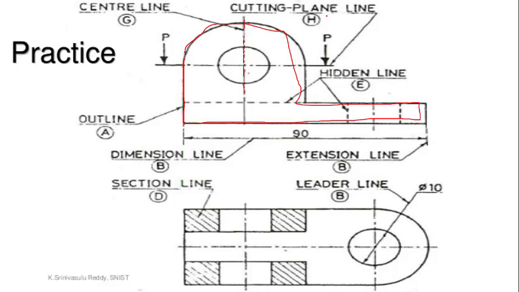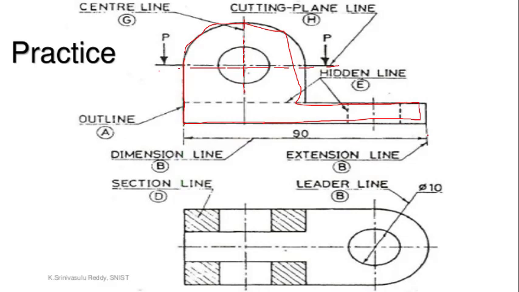The other one, cutting plane line. Cutting plane line means the area that cuts through the plane, and the line which we draw is known as a cutting plane line. The hidden lines are those edges which cannot be seen by the naked eye due to their improper placement. So the hidden lines may be used to indicate the edges of those objects.